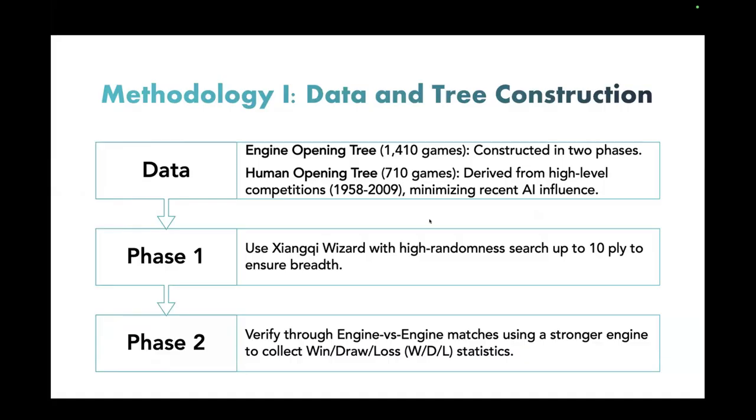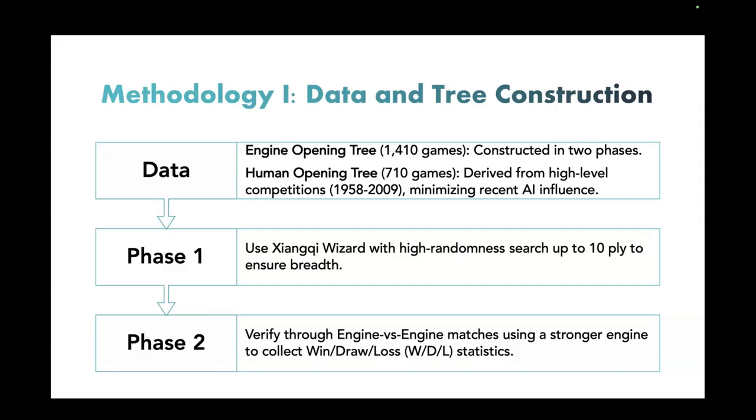To ensure the AI tree has sufficient breadth and diversity, we divided the construction into two phases. In phase 1, we intentionally used a weaker AI agent like Xiangqi Wizard to conduct a high-randomness search up to 10 plies. The aim was to prevent the agent from over-concentrating on a single structure variation from the start, allowing it to find potentially better unexplored paths.